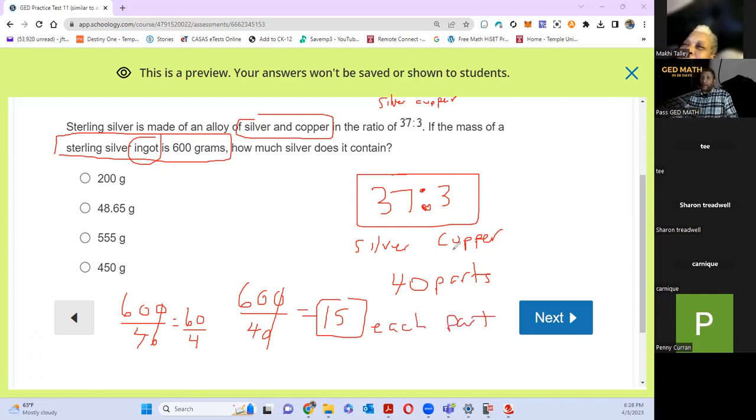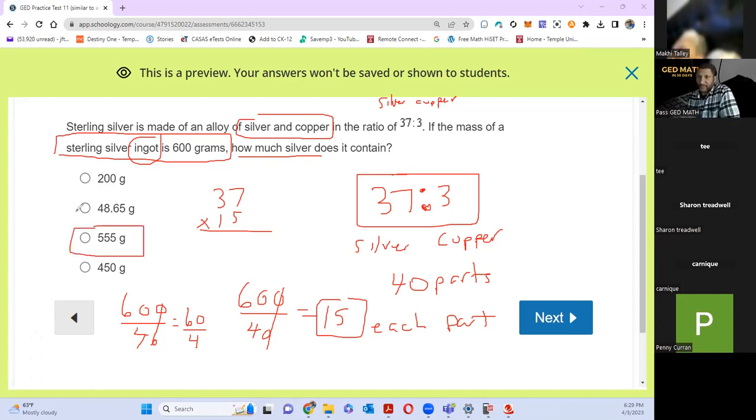15 is each part. So now, they want to know how much silver. Silver is 37 parts, so I'm going to take that 37 and multiply by 15, and I get 555. Most people would get that wrong because they rush into a proportion. They think, oh, 37 to 3 is to what. That's if they told you this was silver, or if they told you this was copper. But this is a combined amount of copper and silver, so you've got to find your total parts first. So that answer will be 555.